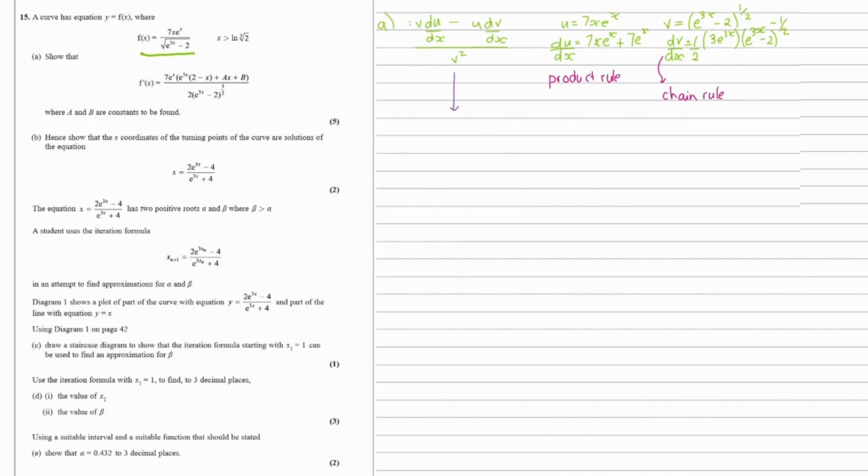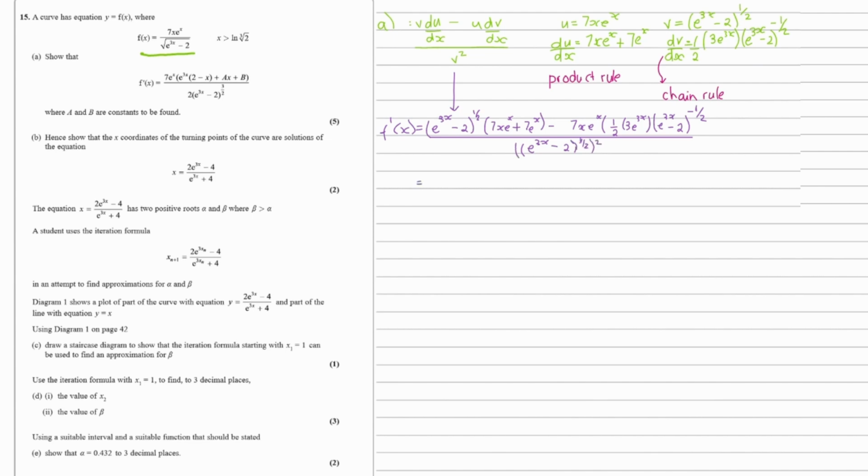We can now just substitute everything into the quotient rule. So the derivative of f(x) is equal to (e^(3x) − 2) to the power half multiplied by du/dx, which is 7x e^x plus 7e^x, minus our u, which is 7x e^x, multiplied by a half 3e^(3x) (e^(3x) − 2) to the power minus a half, over v squared, which will be (e^(3x) − 2) to the power half, squared.